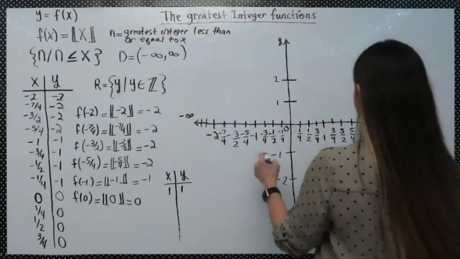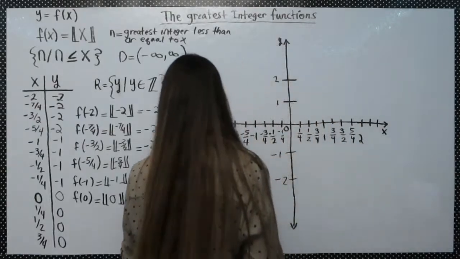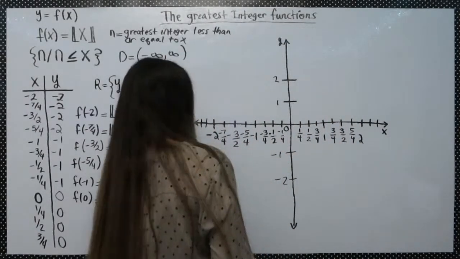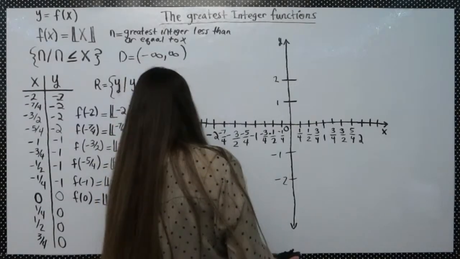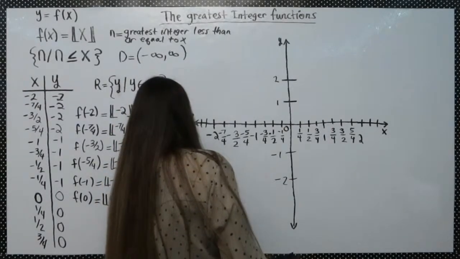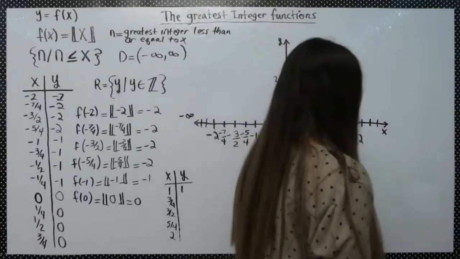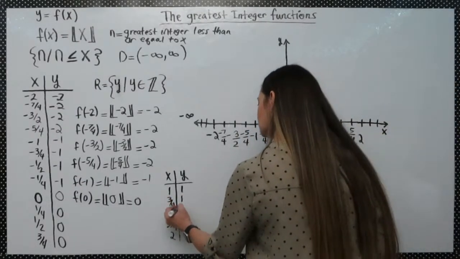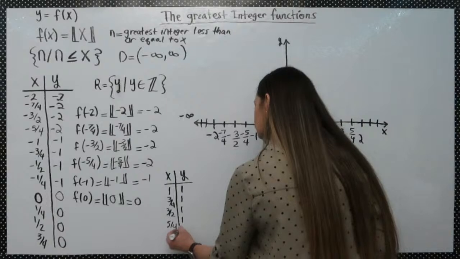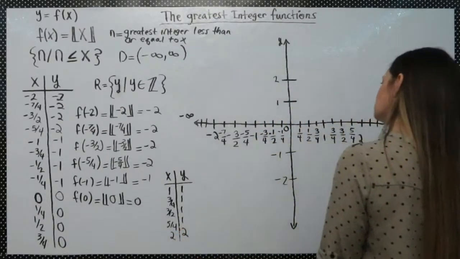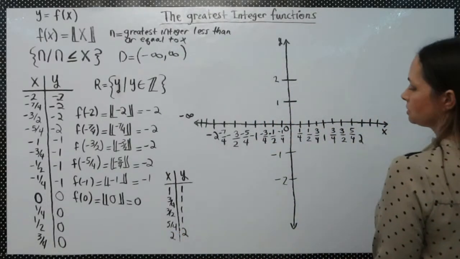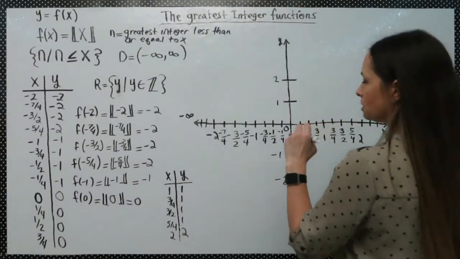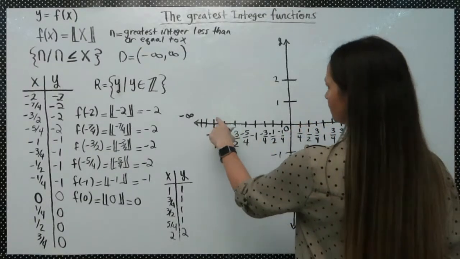And then for all these values, 3/2, hang on, I'll put these in here real quick, 5/4 and 2, we have all of these values going to 1 until you get to 2, and then you're up at 2 again. So when you sketch this graph, you're going to start by locating your first value.